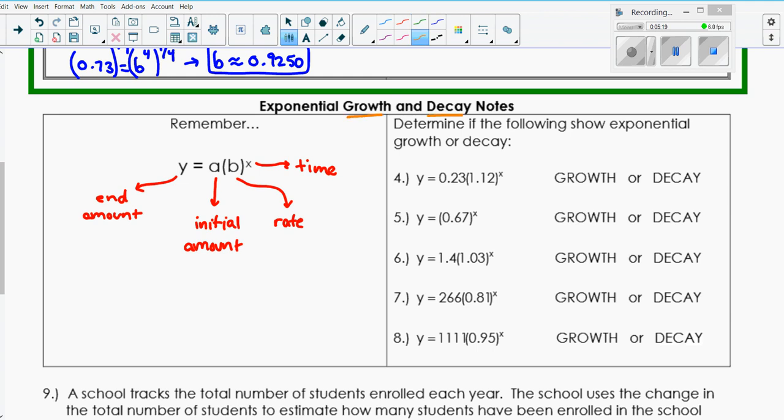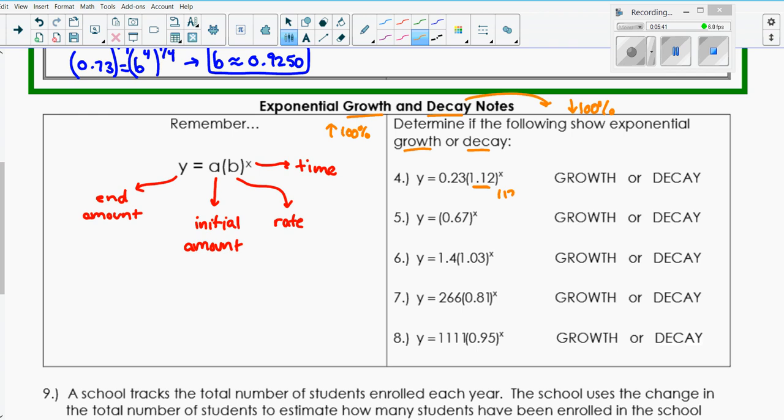Remember that growth must be above 100%, so it must be greater than 100%, and then decay must be less than 100%. Okay, so I have some examples for you. We want to determine if it's growth or decay. So really the A value does not matter, neither does the time. I just want to look right here at this.